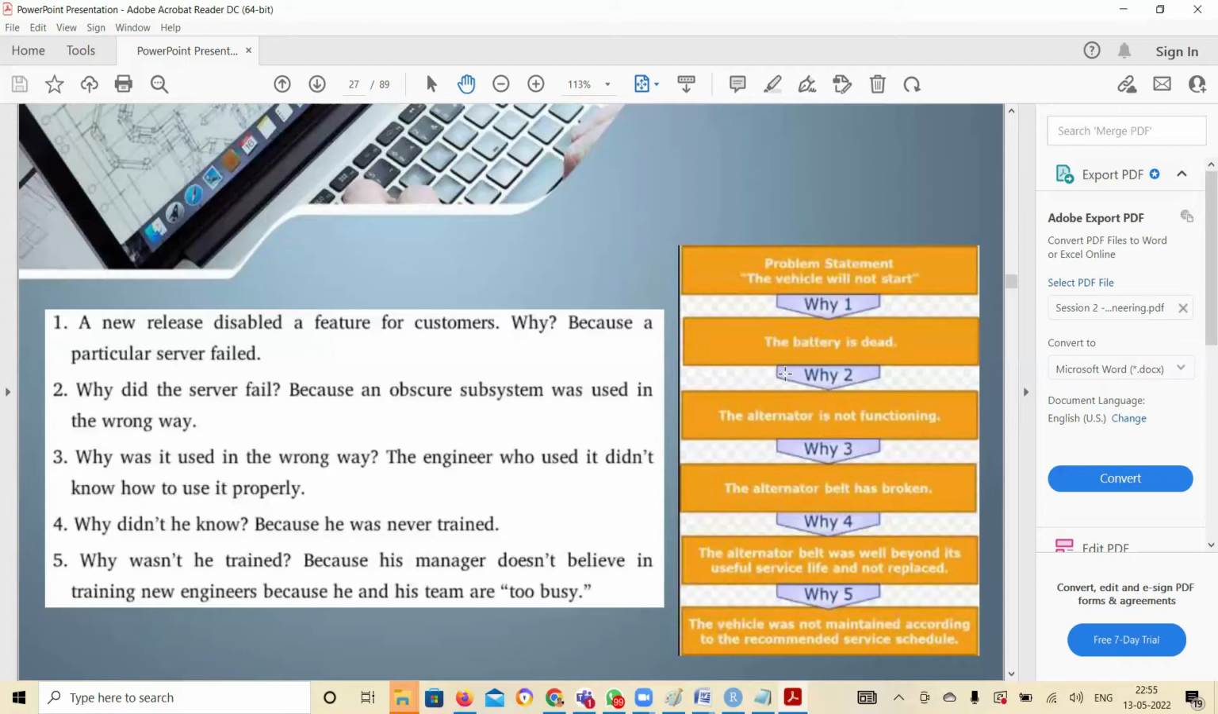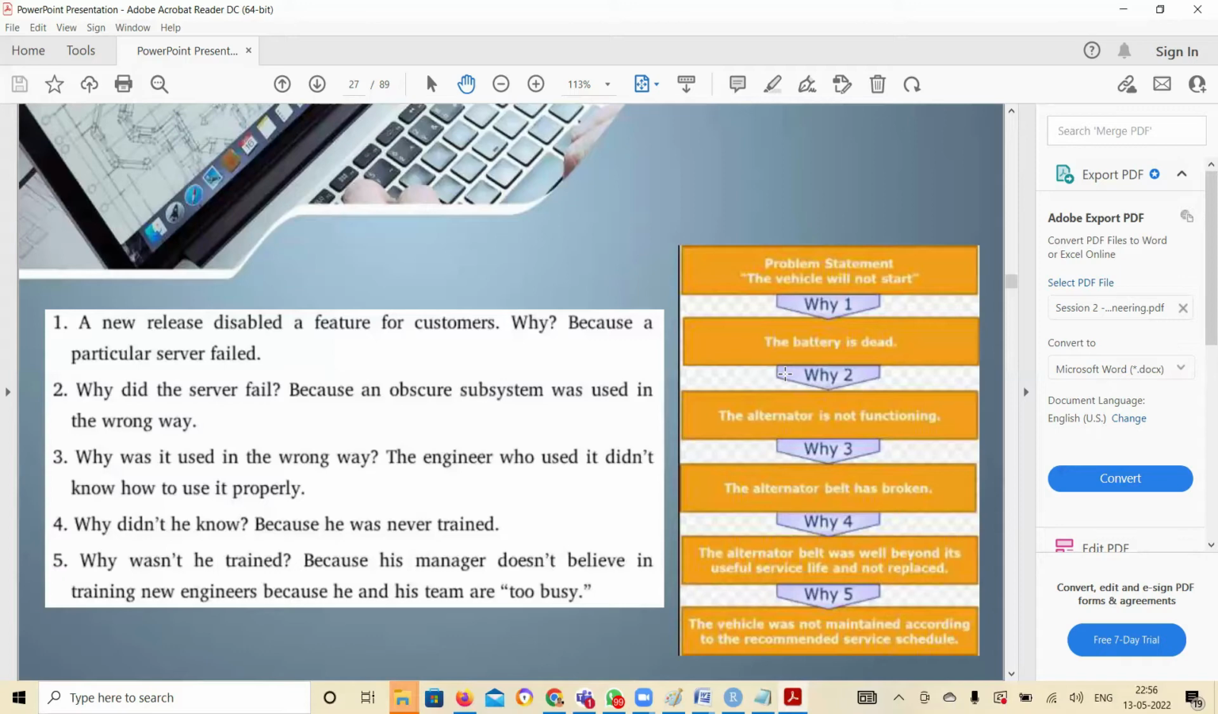He was never trained. Yes. Why was he not trained? Because his manager doesn't believe in training new engineers, because he and his team are too busy. Exactly. So the problem here is the manager. The manager doesn't believe in training.